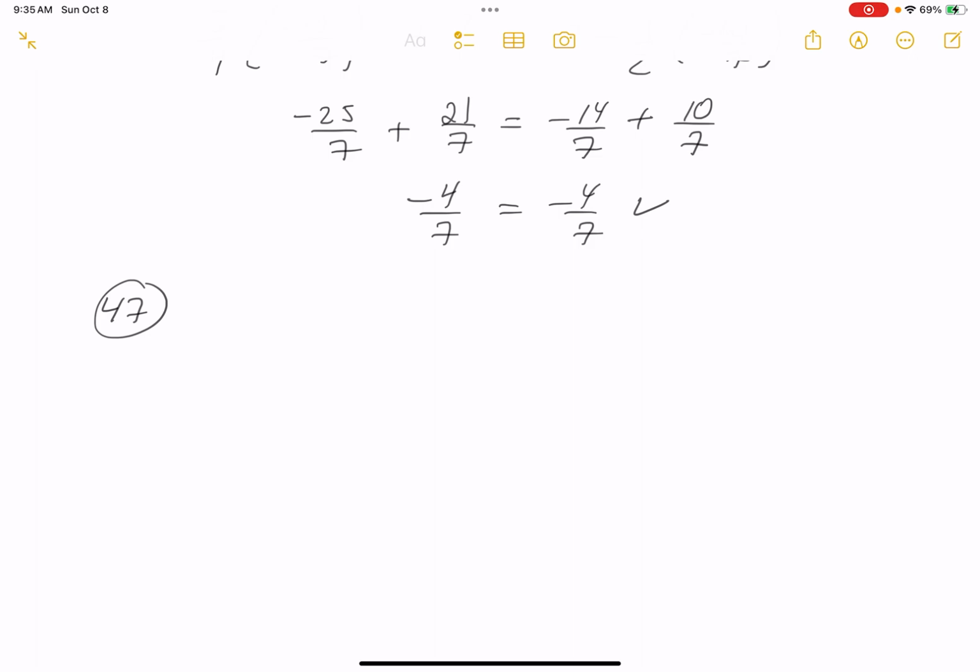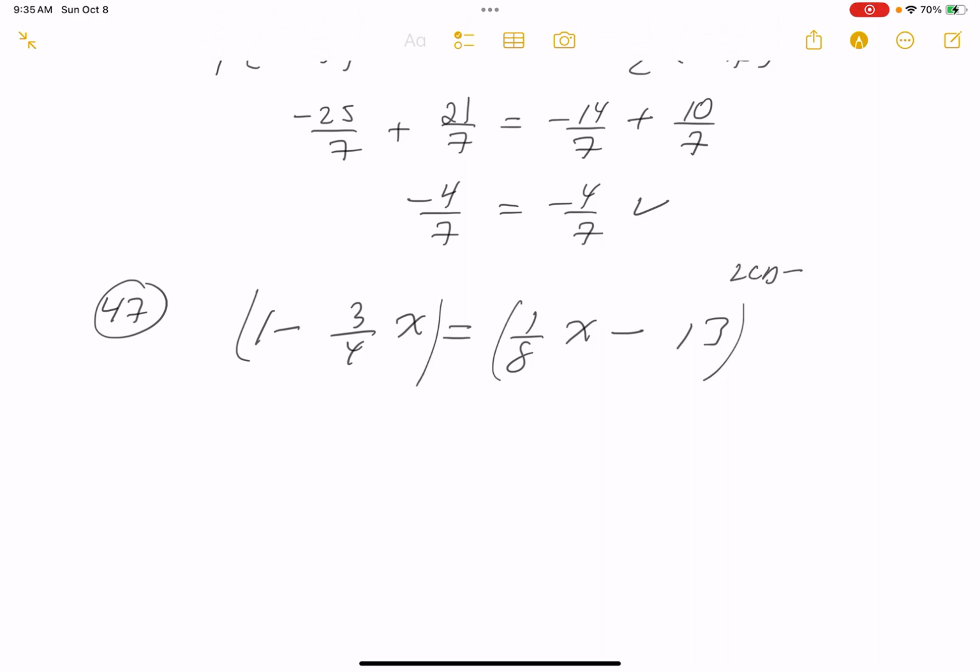Let's put this one down, which is 1 minus 3/4 of an x equals 1/8 of an x minus 13. Got to make sure I'm copying things right. 1 minus 3/4 of an x, 1/8 of an x minus 13. Again, I can multiply both sides by the LCD. The LCD is 8. Multiply this side by 8, that side by 8. What do you get? 8 minus, well, 4 goes into 2 times. 2 times 3 is 6. You get x. Then you get minus, well, 8 times 13 is 80 and 24, so 104.